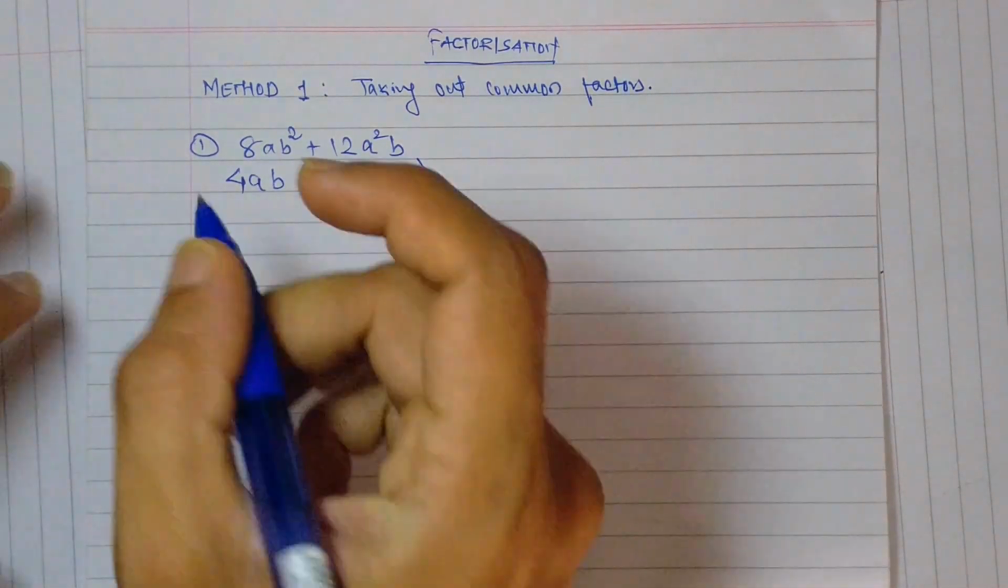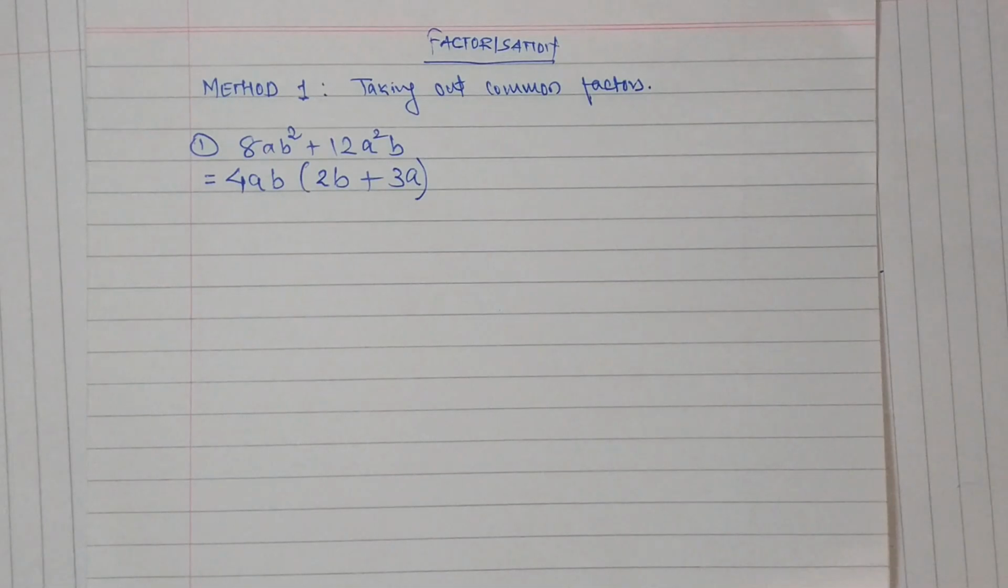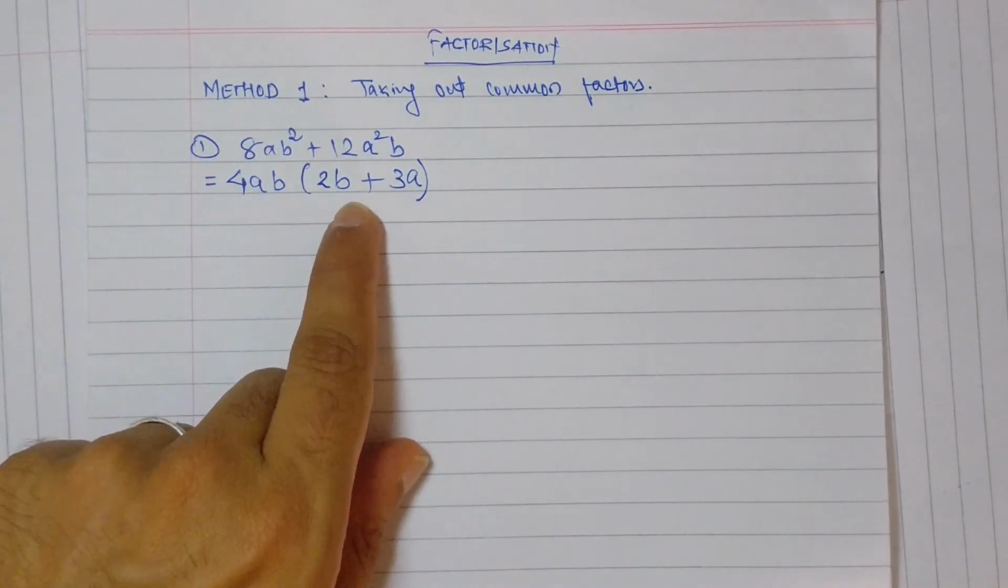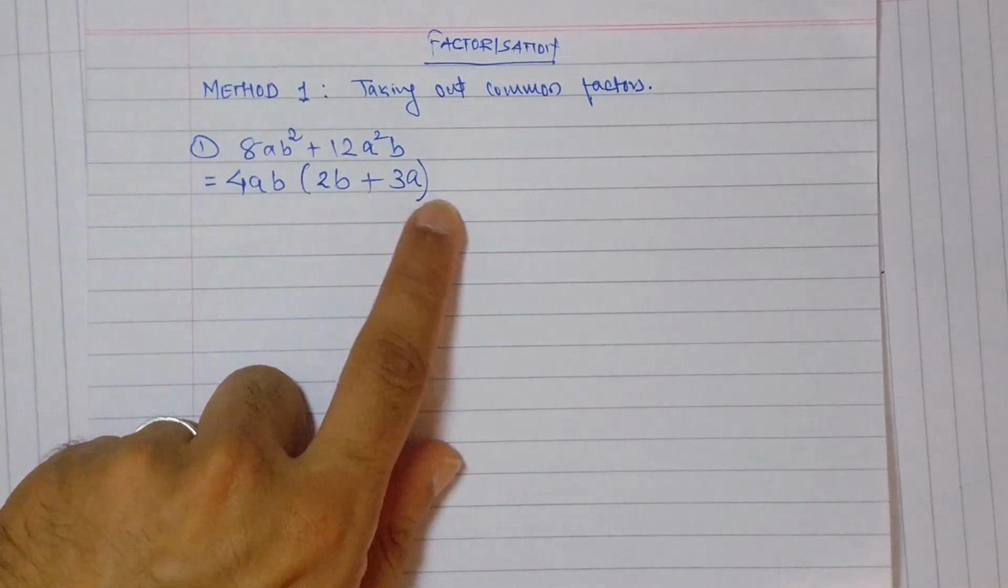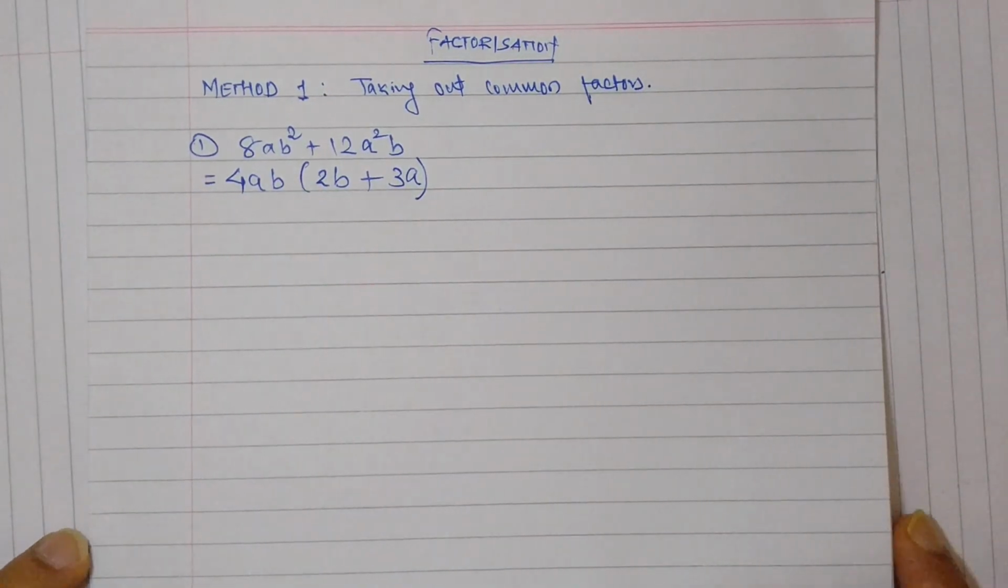That's it. This is all you have to do in factorization. This is the answer. So in this method, you just have to take out common and express your answer in the form of a product of two numbers, right? So now nothing more can be taken out common. Nothing is common between these two. So these are the highest possible factors.